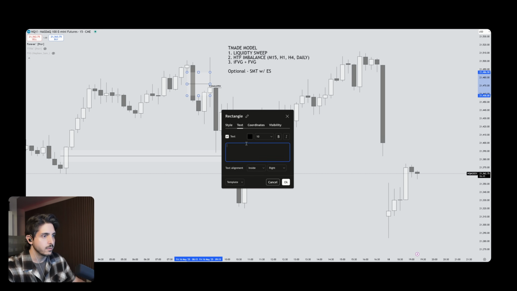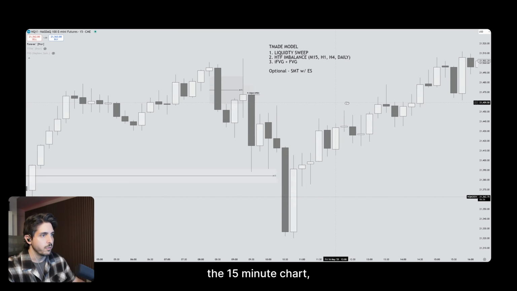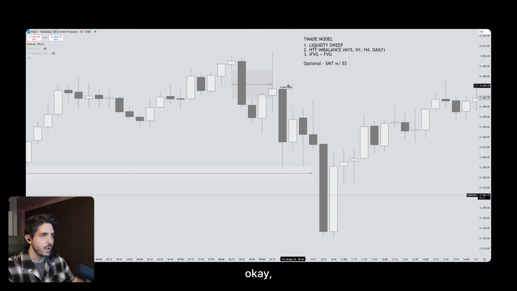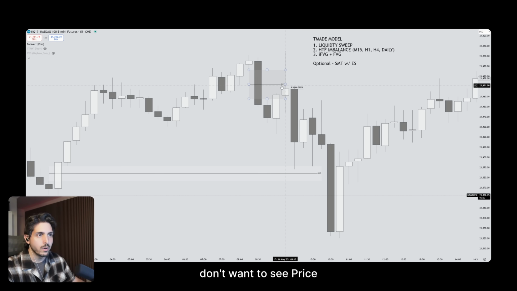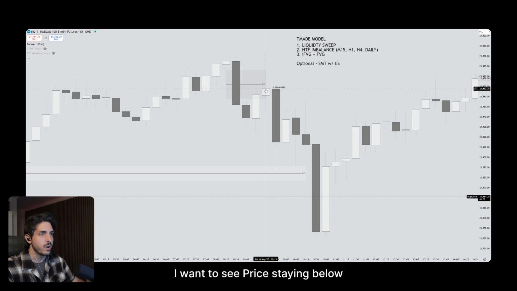But I find that 15 minutes give you a lot of great precision. So here's a 15-minute, right? I'm going to go ahead and mark it M15, and it is a bearish zone. The cool thing you can see here is that on the 15-minute chart, the candle body never closes inside of the upper range of that 15-minute. If I'm trading this, I don't want to see price trade above the midpoint, or the upper half, of the 15-minute bearish fair value gap. I want to see price staying below, because that means bears are in control.